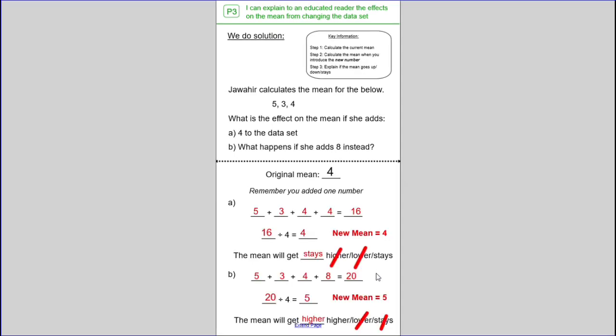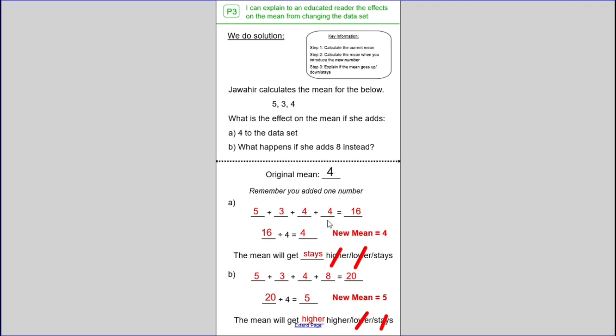Here's the solutions. Make sure that you self-assess your work. As you can see, to find the original mean, you need to add up all these numbers, and that gives me a total of 12. Then I need to divide by 3, as there are 3 numbers here, and that will give me an original mean of 4. Step 2, I need to calculate the mean when I introduce the new number.